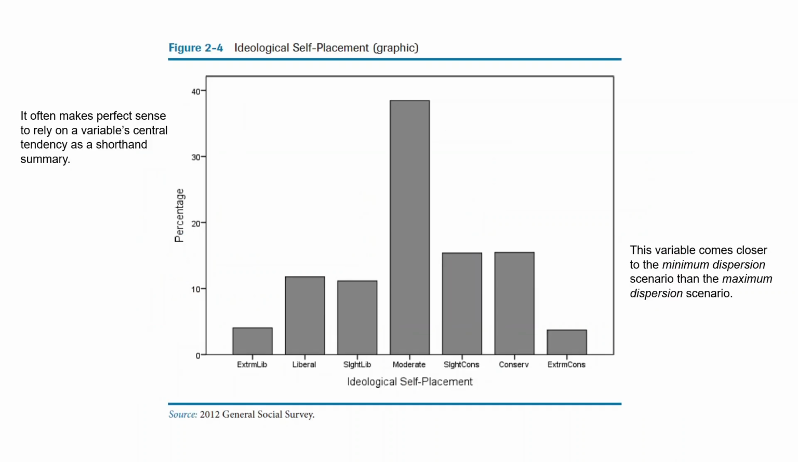It often makes perfect sense to rely on a variable's central tendency as a shorthand summary, and I think that would make perfect sense here. This variable comes closer to the minimum dispersion scenario. Why? Because it has a clearly prominent median and mode, and the other cases are clustered closer to that median and mode.